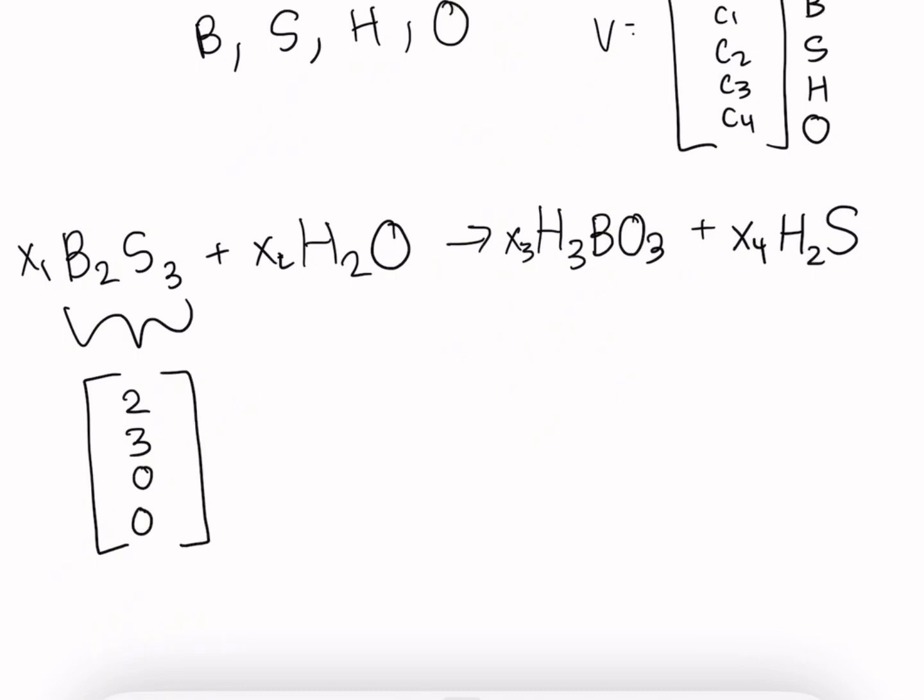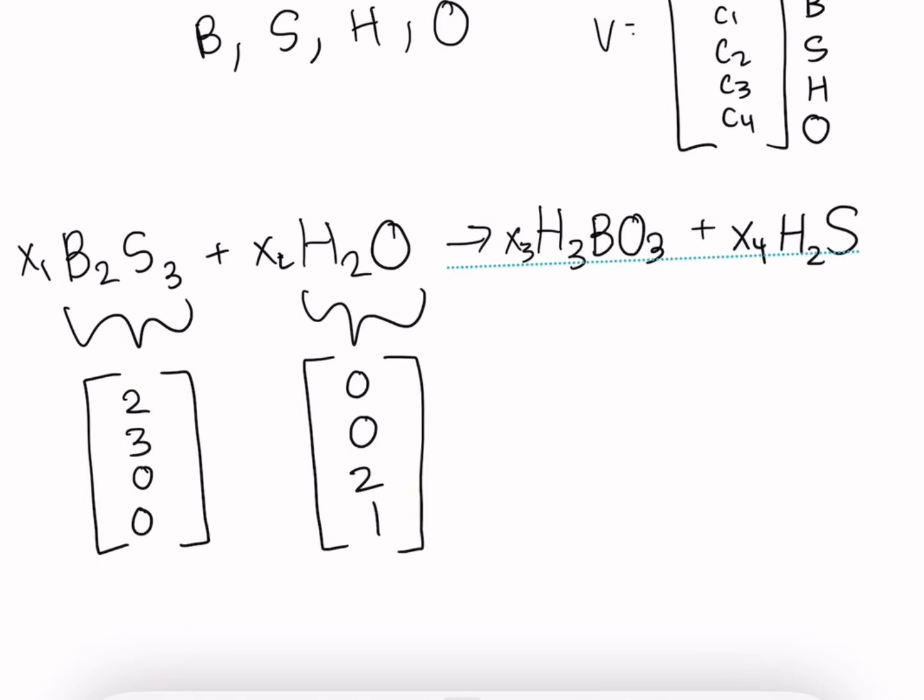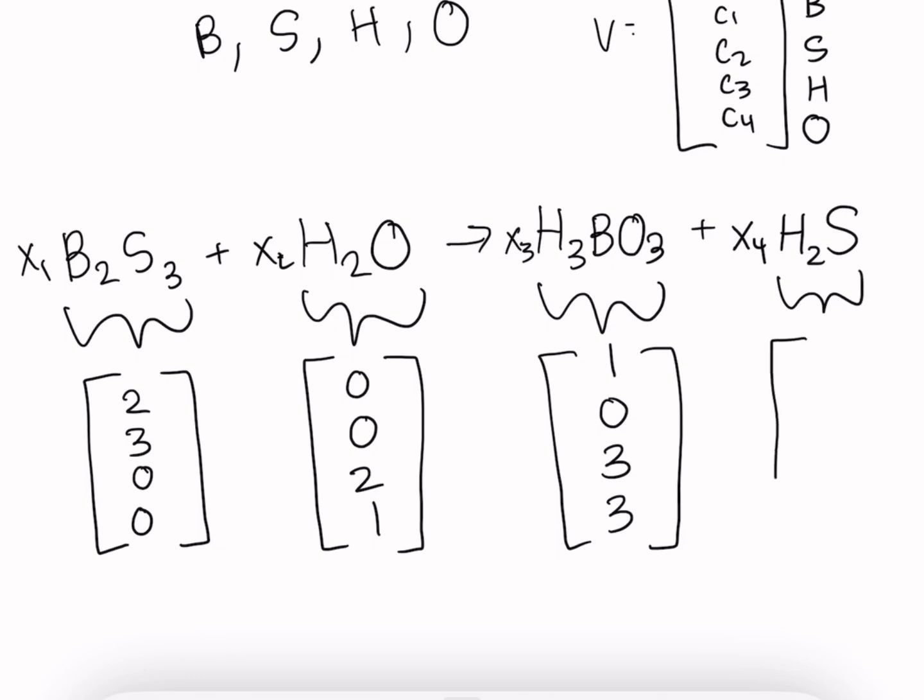And the same goes for this second compound. So it has 0 boron, 0 sulfur atoms, 2 hydrogen atoms, and 1 oxygen atom. And then this third compound has 1 boron atom, 0 sulfur atoms, 3 hydrogen atoms, and 3 oxygen atoms. And then this fourth compound has 0 boron atoms, 1 sulfur atom, 2 hydrogen atoms, and 0 oxygen atoms.